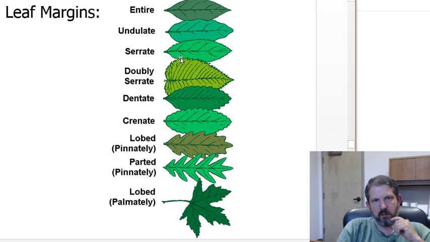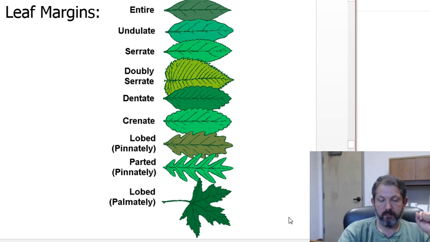This one's dentate. So it's kind of like the undulate, but it's like little teeth poking out of the leaf. Crenate. Now, where do you draw the line between dentate and crenate? I couldn't tell you. Lobed, around these veins, it kind of goes in further, and we have more lobes. Parted, where do you draw the line between lobed and parted? I don't know. These pinnate leaves that are lobed or parted, and here's lobed on a palmate leaf. Now, why is it not parted? I don't know.